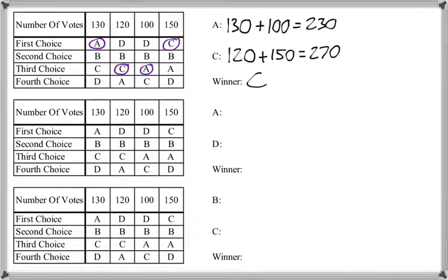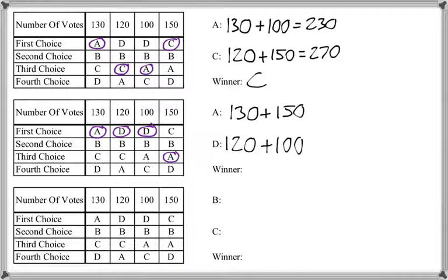Next up is A versus D. So 130 people prefer A over D. 120 people prefer D over A. 100 people prefer D over A. And 150 people prefer A over D. So A gets 280 and D gets 220. So the winner of this matchup is A.